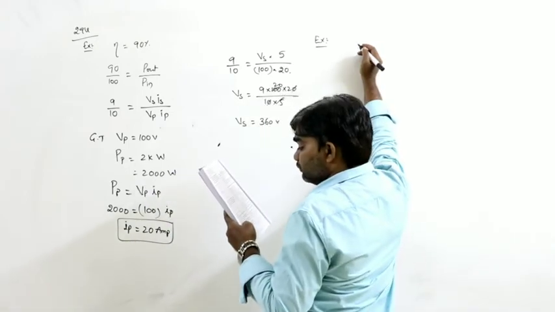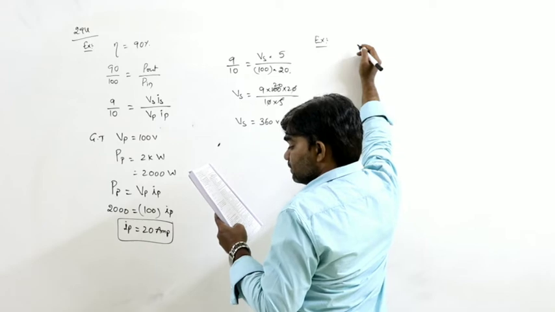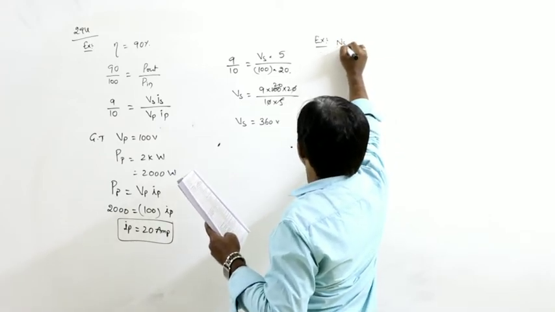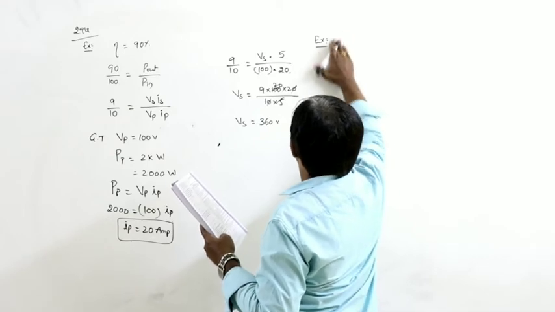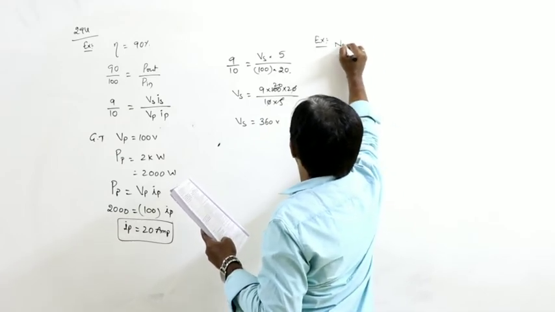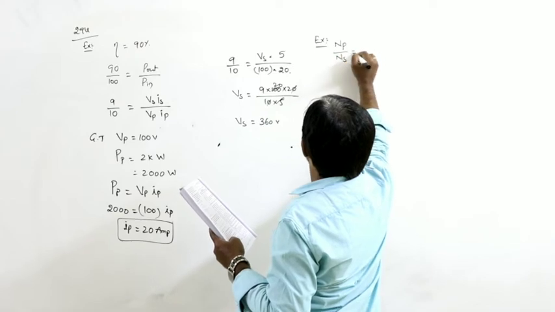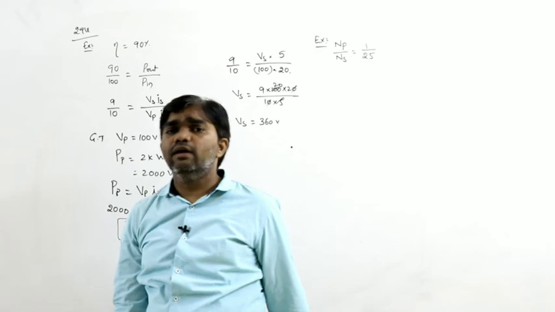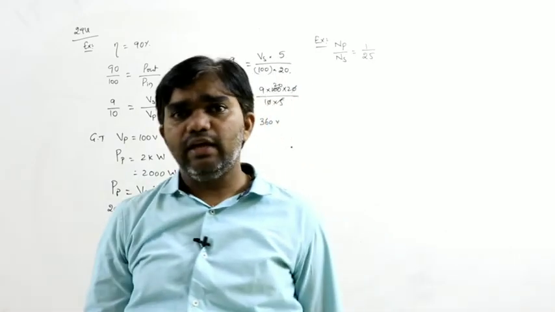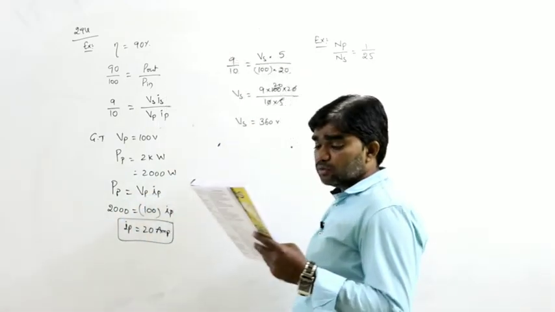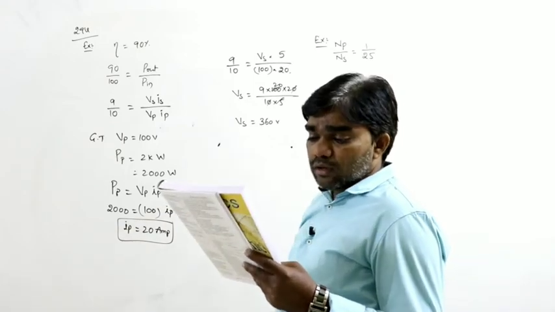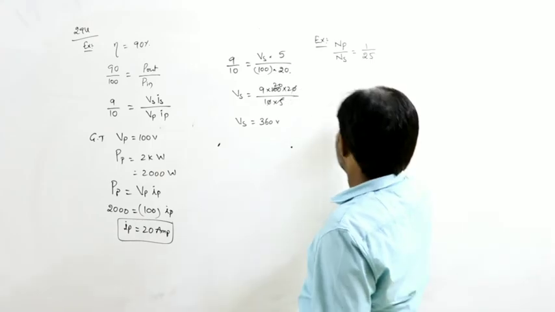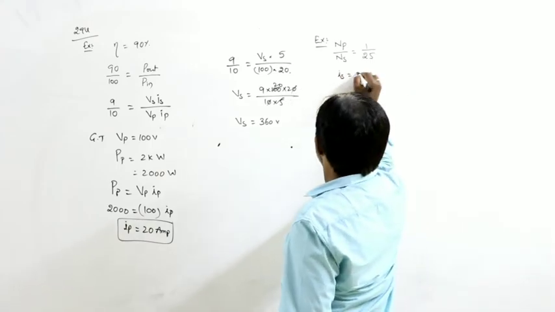The ratio of the primary and secondary windings, NP divided by NS, is given as 1 by 25. That is, the number of turns in the primary divided by the number of turns in the secondary is 1 by 25. And one more thing: the load current of 2 amperes. Load current means secondary current, so the secondary current is 2 amperes.